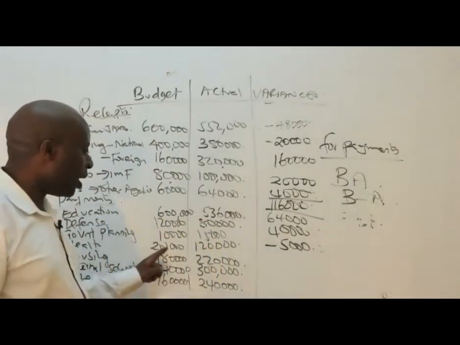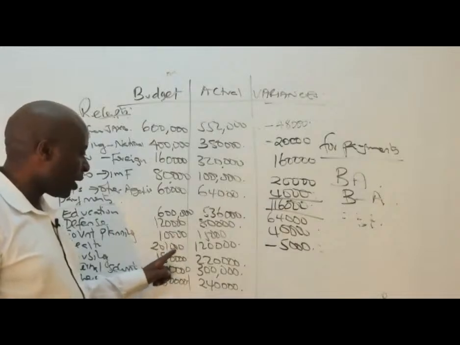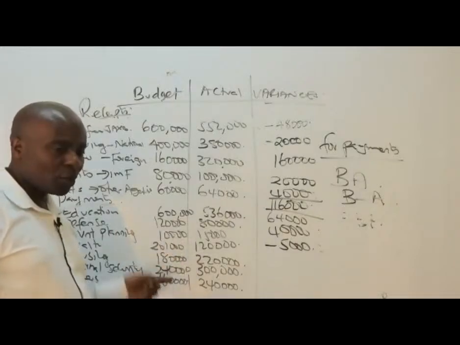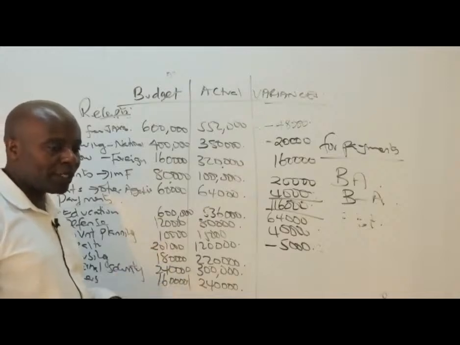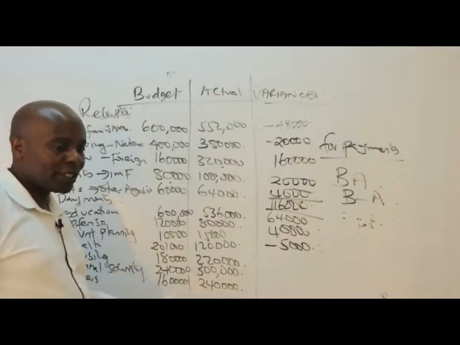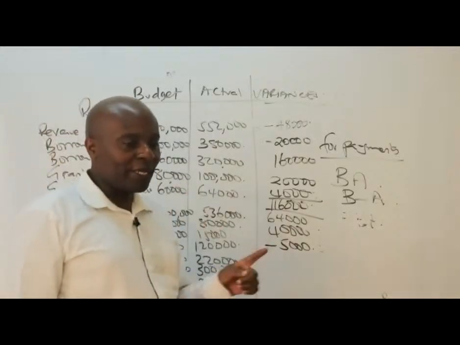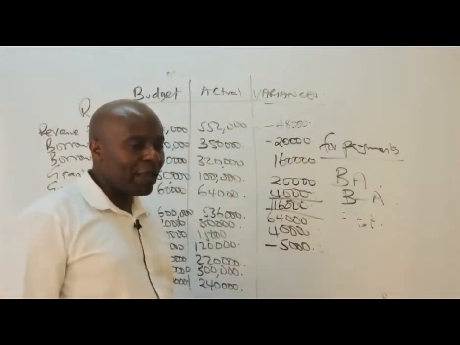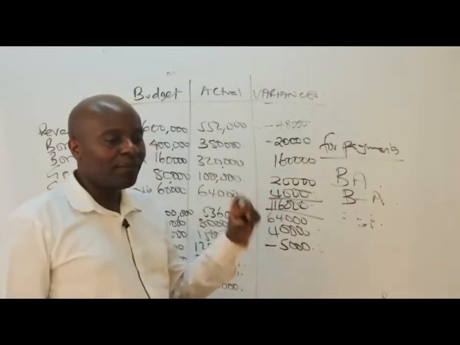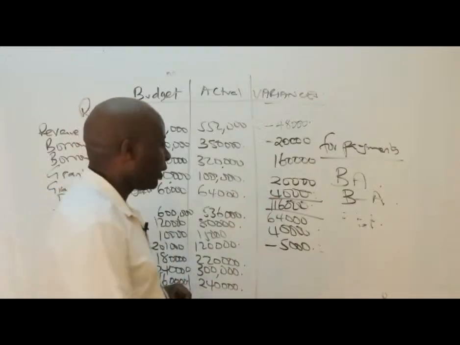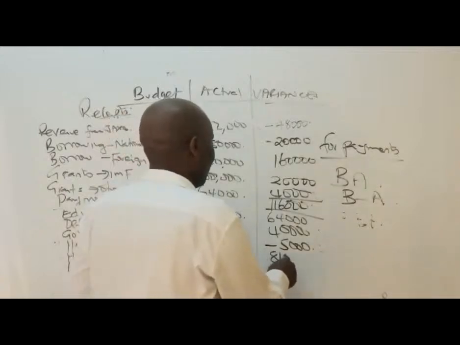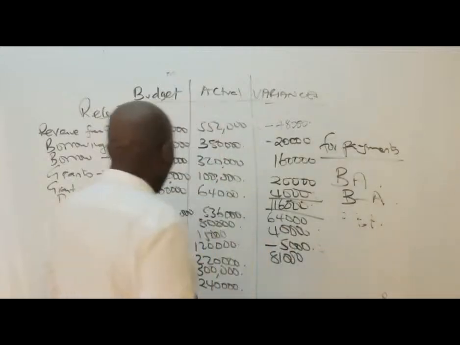Remember here, it's BAR. It is 201 minus 120. Because when you go to the payments, you must reverse. For revenue, it's AB, actual minus budget. But for payments, it is BAR, budget minus actual. 81,000 positive. Go to the next one.